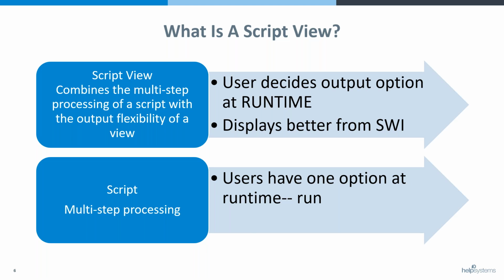Script views combine the multi-step processing of a script with the output capabilities of a view, which means the user can decide at runtime how they want to process the script view. They can display it, send the results to an email in Excel, and so on. And when they do display the results at the browser that require a multi-step process, the script view will make the results look better than just a plain old script. With a script, you have just one option. You get to run it. Now, you can pick whether you want to run it interactively or in batch, but you still just get to run it.